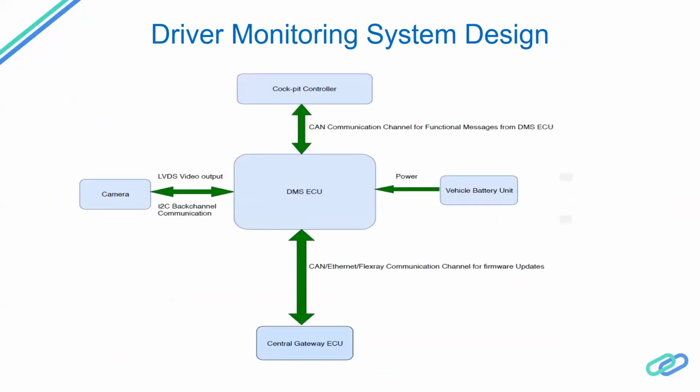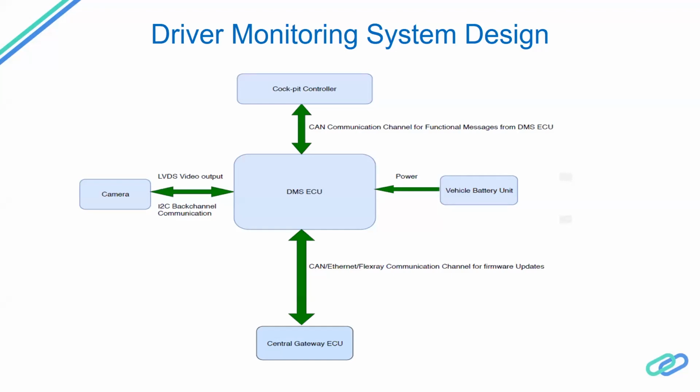So this is the driver monitoring system design at a high level, where there will be a cockpit controller, and then the vehicle battery unit is the one that provides power to the DMS ECU, and then a camera is a sensor which collects the driver behavior data in the form of LVDS. LVDS is low voltage differential signaling. That is a video format where the video data pixels are transmitted from the camera to the ECU.